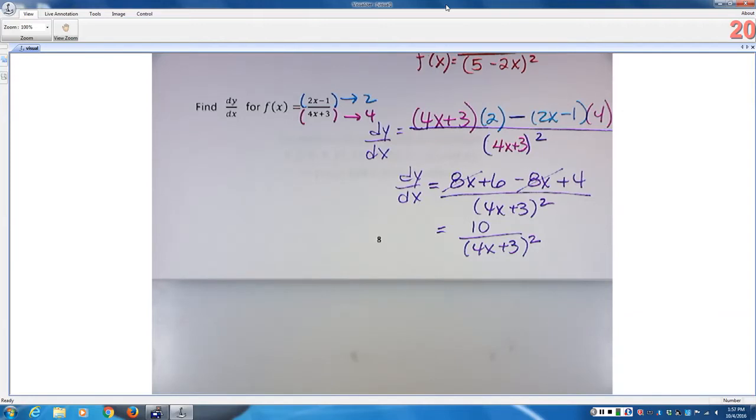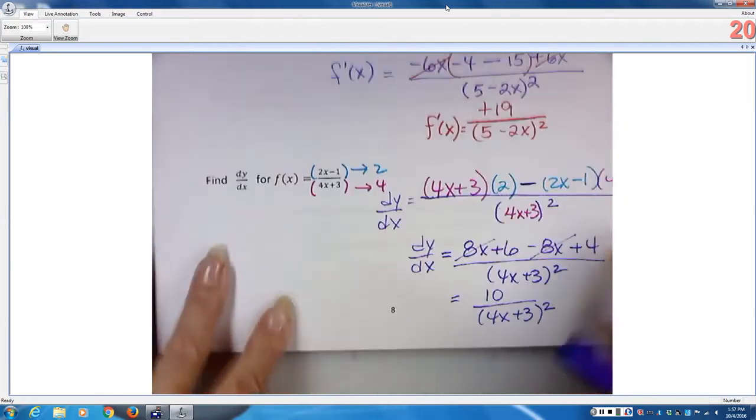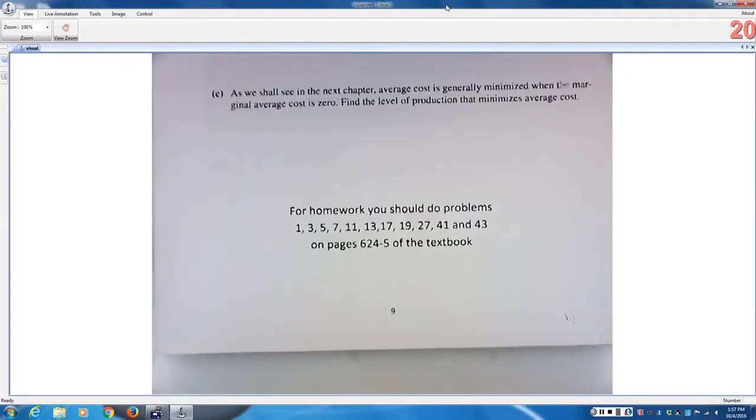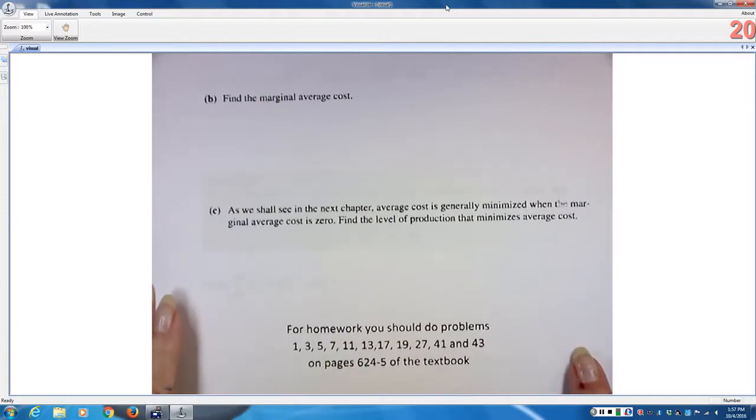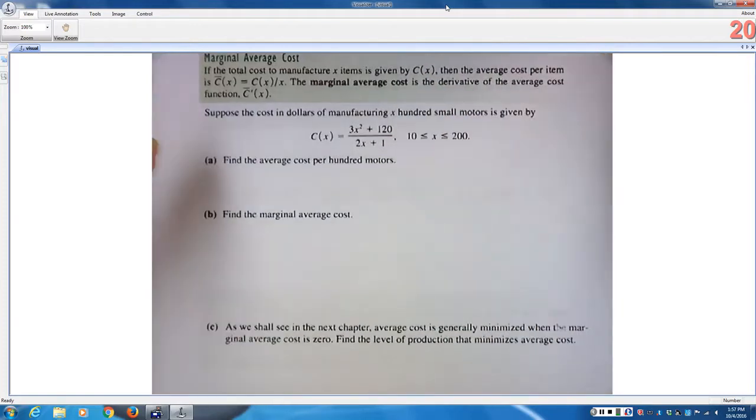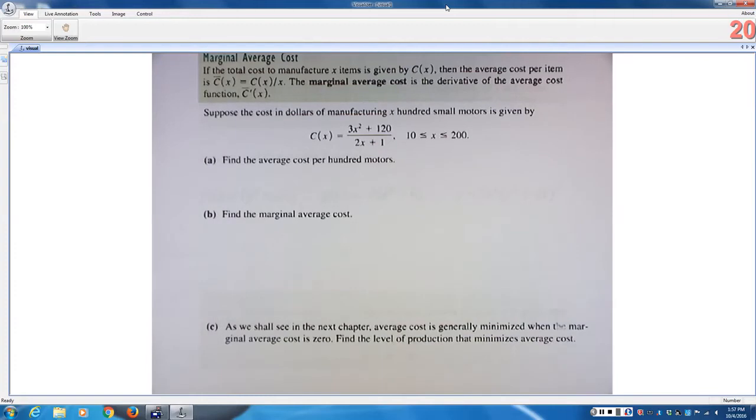Now, you want to practice with those. And even when we have things that are not polynomial numerators and denominators, we still use this rule. And we will apply that because a great many times your cost function will be either a product or a quotient of two things.